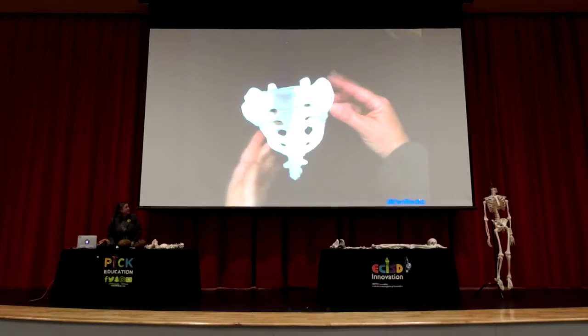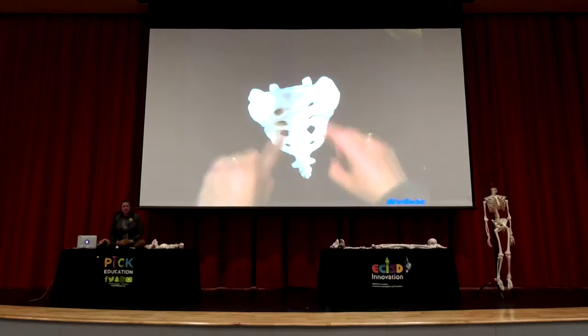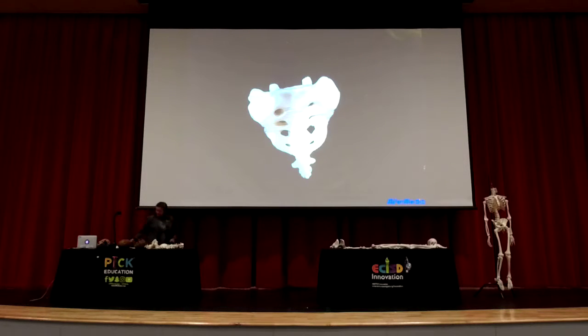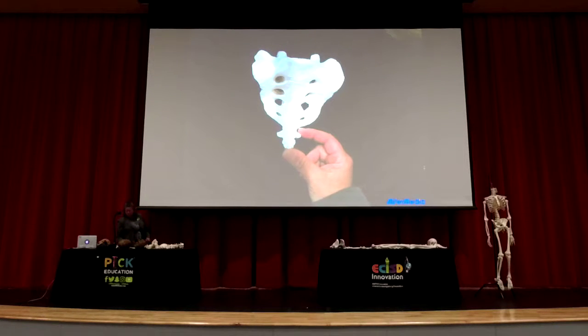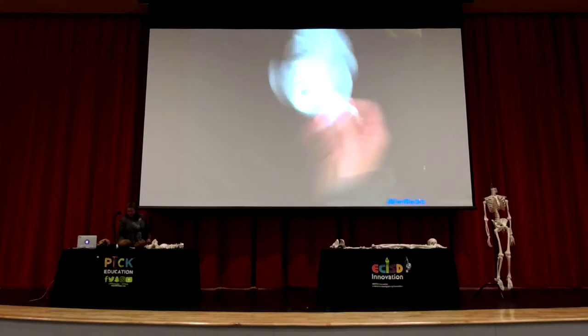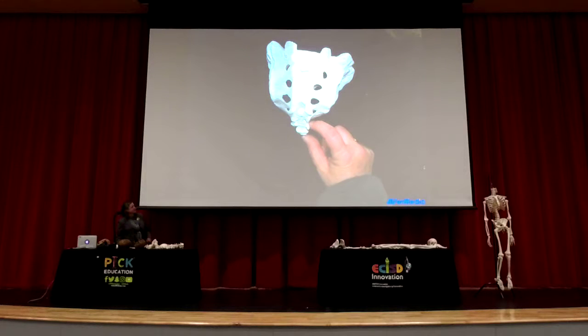Okay, so there we go. Lots of holes in the sacrum. These are also for nerves coming in and out. But the very end of the sacrum is here. This is the tailbone. This little part of the end is all we have for a tail. It's not much. That's called the coccyx.